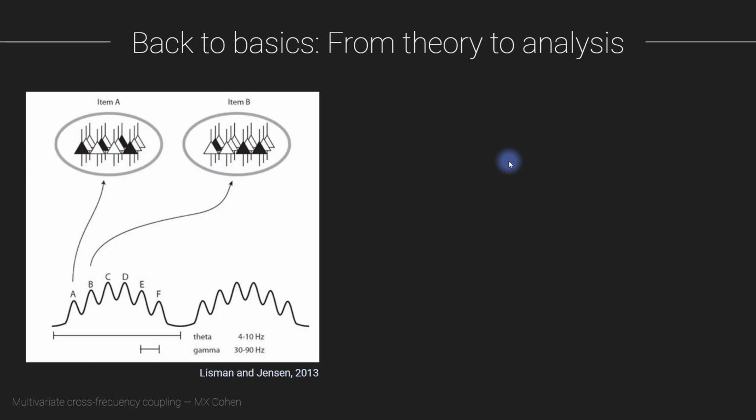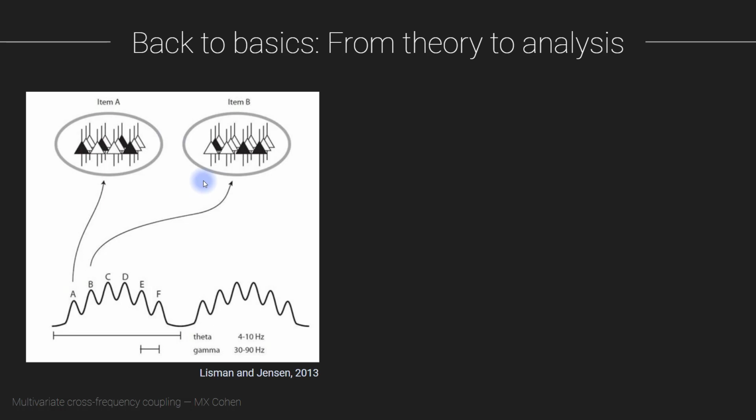So what can we do about this? How can we fix this problem and come up with a better measure of cross-frequency coupling that also is robust to the non-sinusoidalities that we know are going to be in this signal? Well, I think a good way to approach this is by not thinking about the methods first, but thinking about the biology, thinking about the theory.